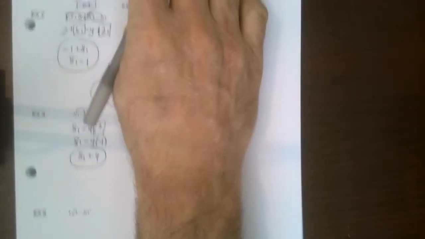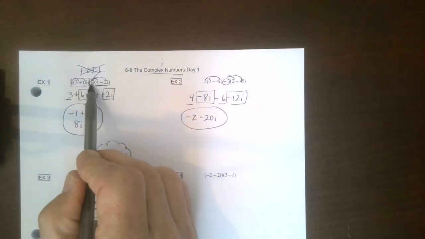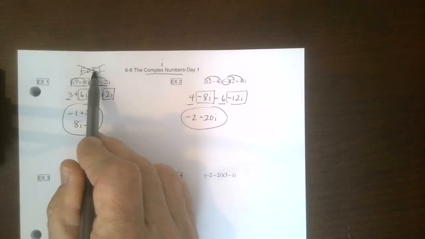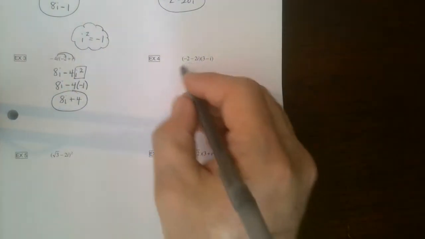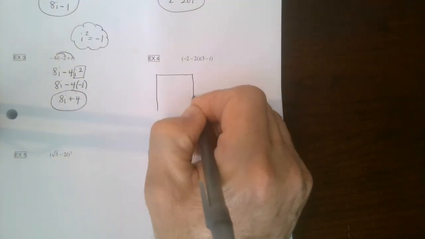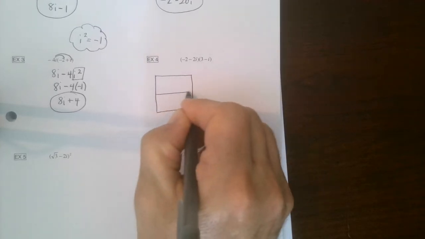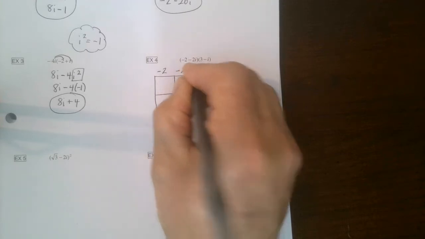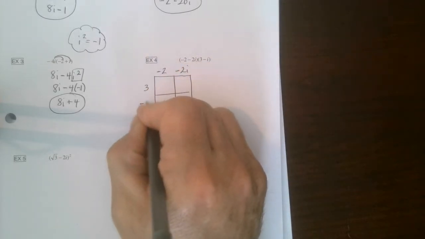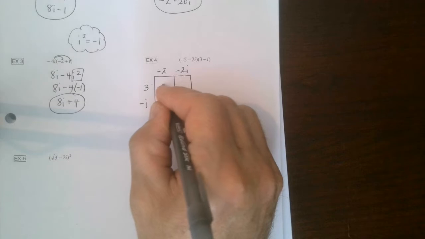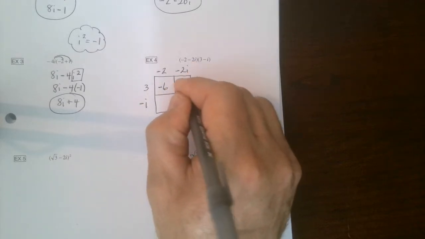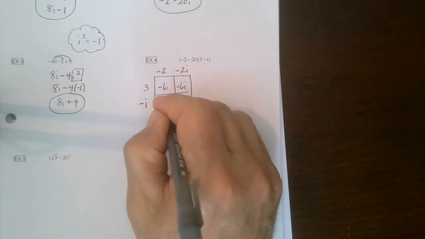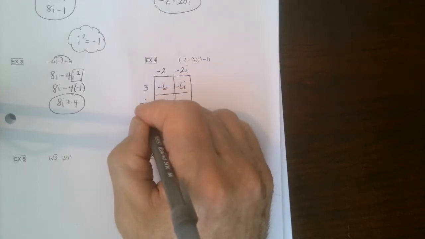Uh-oh. Now this is a FOIL. Why? Well, like the first problem, there was a minus. If there's a minus or a plus in here, you do not FOIL. But we definitely have a binomial times a binomial here. So what I'm going to do, just to stay good and organized, is make the good old FOIL box. Negative 2 minus 2i, 3 minus i. This times this is negative 6. This times this is negative 6i. This times this is 2i. Negative times a negative is positive.